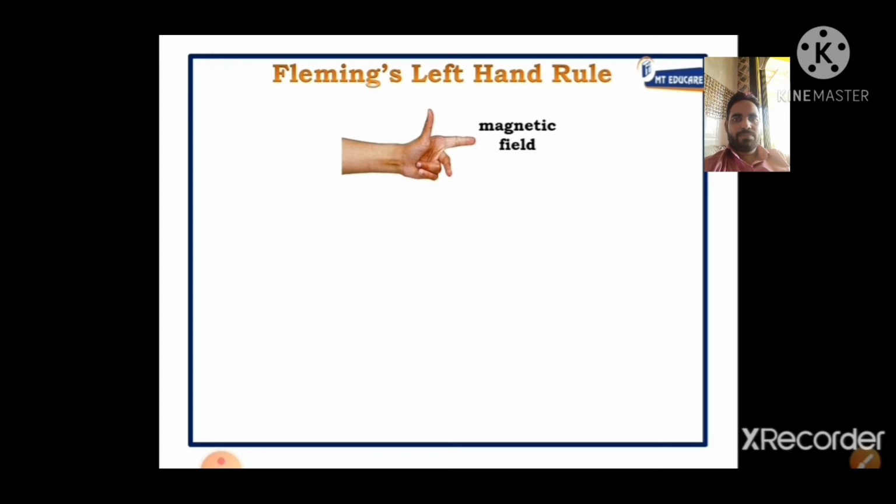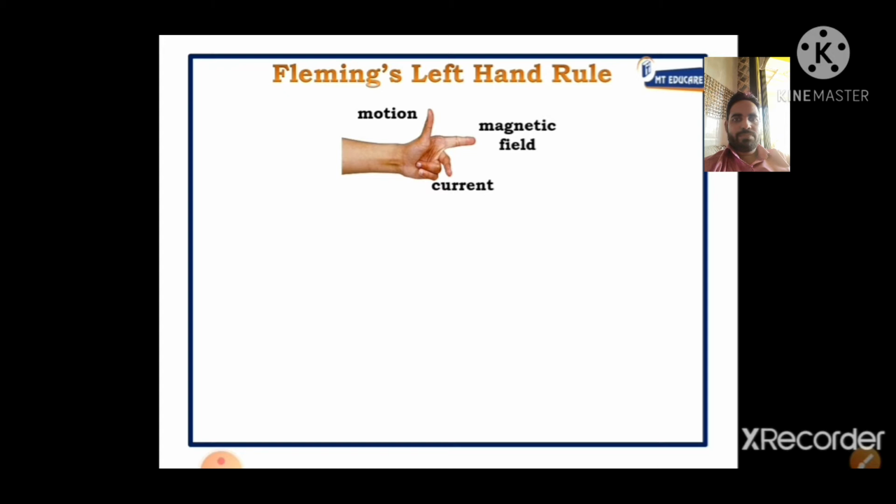Forefinger, also called the index finger, shows the direction of the magnetic field, and the center finger shows the direction of the current. This is about the left hand, not the right hand. If you know the direction of the magnetic field and the direction of the current, then you can find the motion of the conductor. The thumb represents the motion.